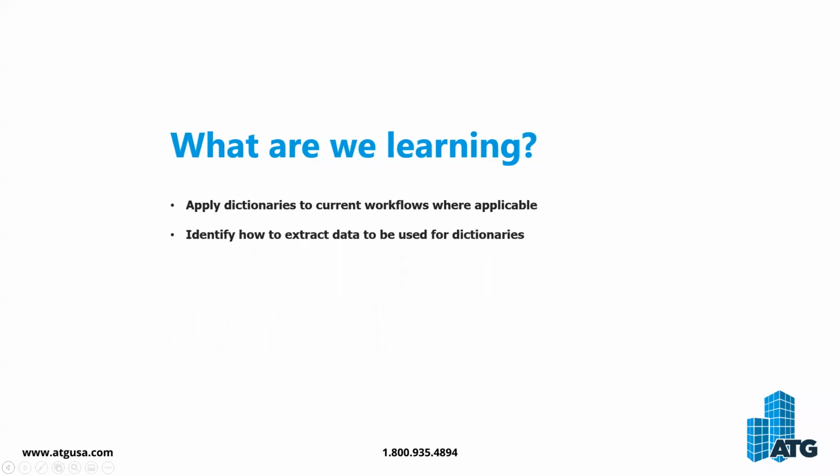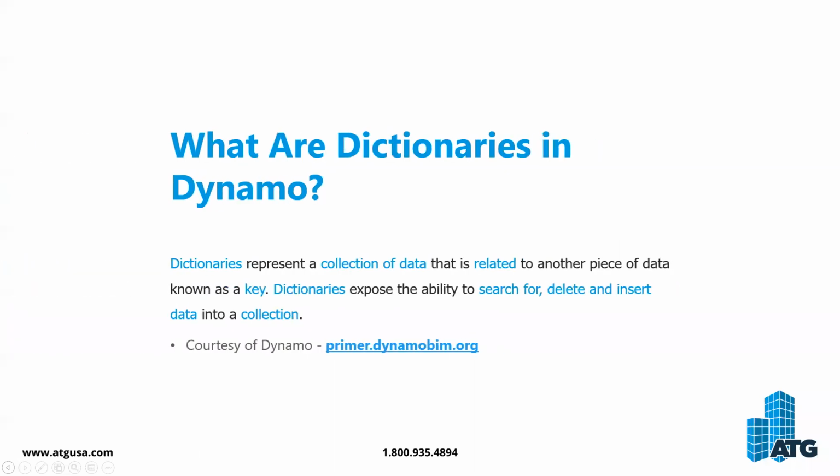We're going to look at how we can apply dictionaries to our current workflows where applicable, and we're also going to identify how to extract data to be used for dictionaries. First of all, what are dictionaries? This comes straight out of the Dynamo primer. Dictionaries represent a collection of data that is related to another piece of data known as a key. Dictionaries expose the ability to search for, delete, and insert data into a collection.